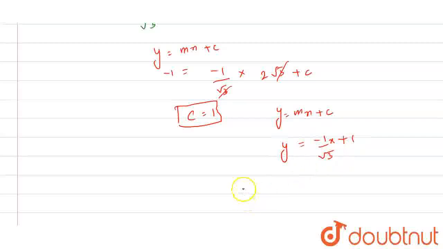If we solve it again, we get under root 3y is equal to minus x plus 1. Under root 3y, we get minus x plus root 3 if we take LCM. So this is our final answer: the locus of the point P is under root 3y is equal to minus x plus under root 3. This is the final answer.